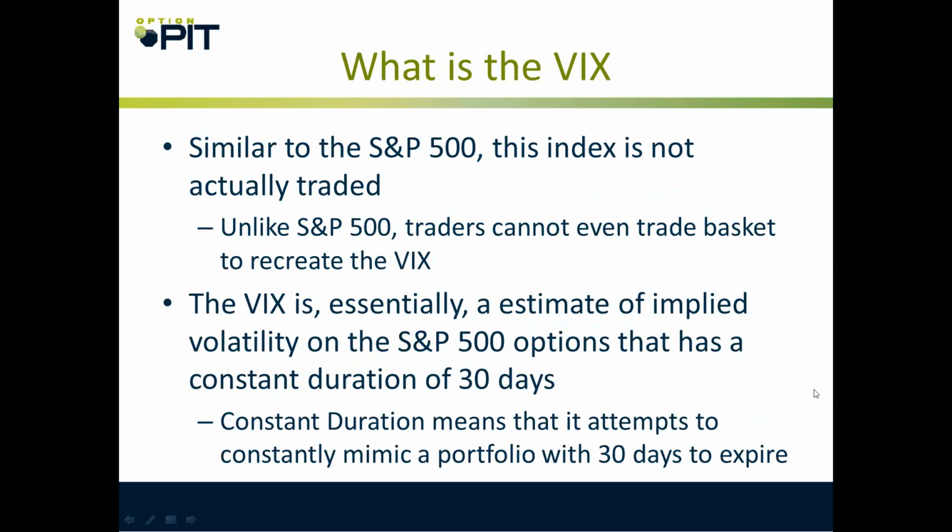So the VIX is essentially an estimate of implied volatility on the S&P options that has a constant duration of 30 days. All right. Constant duration means that it constantly mimics a portfolio with 30 days to expire. So today, the VIX had 30 days to expire. Tomorrow, the VIX will have 30 days to expire. Tuesday, the VIX will have 30 days to expire. Every day that you look at the VIX, it always has 30 days to expire. That's what constant duration means.